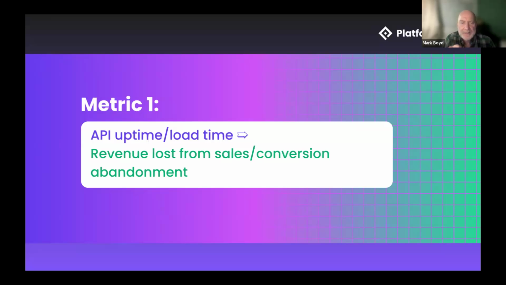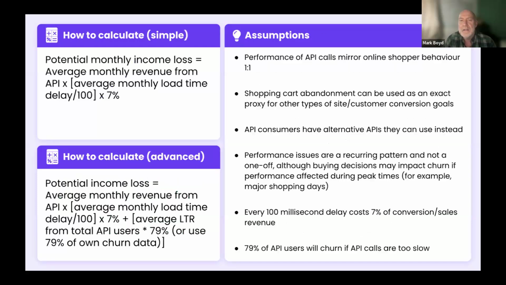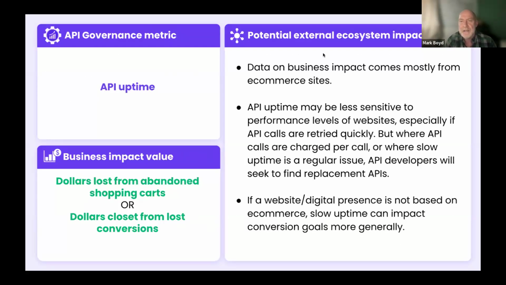So let's do an easy one first: API uptime or API latency and that revenue lost. The data we've got for this comes mostly from e-commerce sites, but any site that has a conversion goal and that you're slowing down is going to have that. So we're looking mostly at the external impacts here.